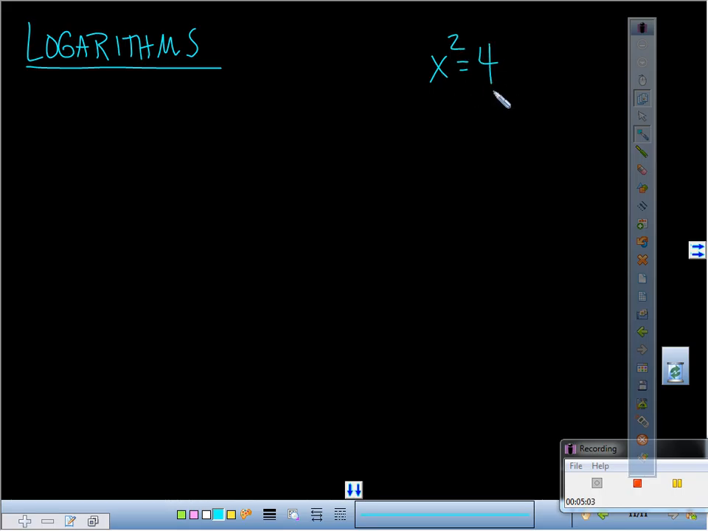X squared is equal to 4. How do you solve it? Take the square root. That's the inverse. So that's what inverses are for. They're used to solve equations. You do the inverse. So this is important, logarithms, because we're going to use these to solve what kind of equations? Exponentials. And what are you going to use exponentials for? To solve logarithmic equations. So that's our goal. That's what we're trying to get to.